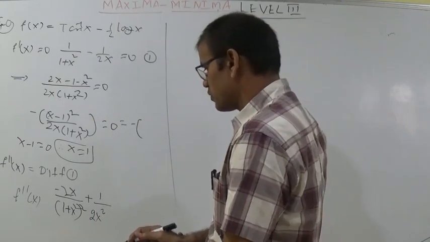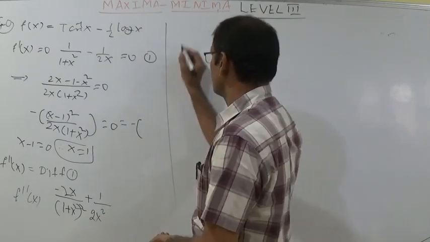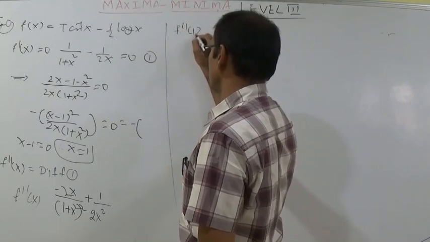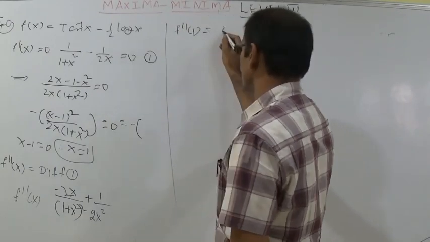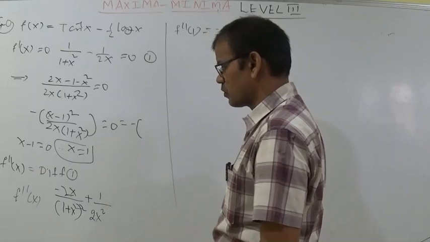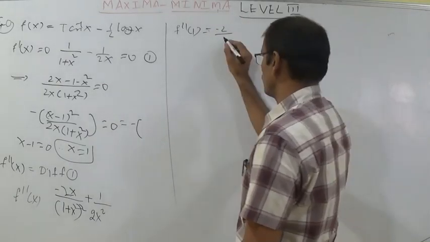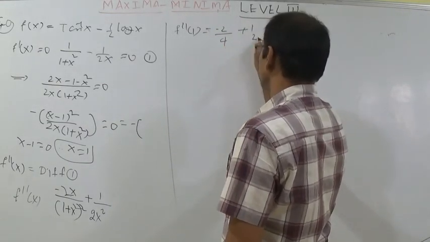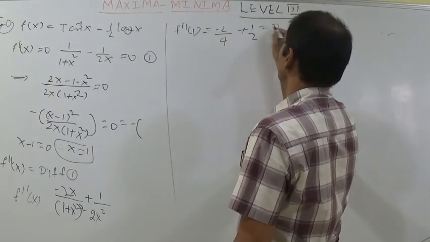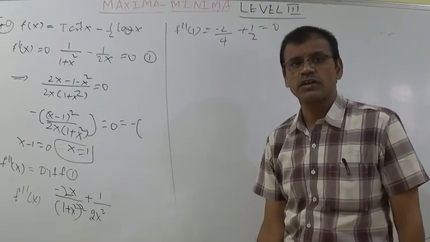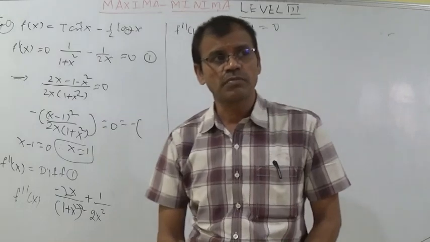Now if you substitute x equal to 1, f double dash of 1 is minus 2 by (1 plus 1) whole square, which is 2 square means 4, plus 1 by 2. Here you know that minus 1 by 2 plus 1 by 2 equal to 0. So f double dash of 1 equal to 0. f double dash of x should not be equal to 0.